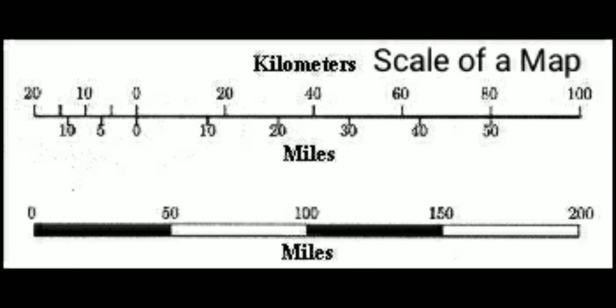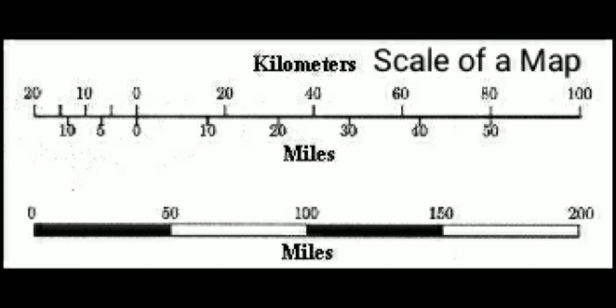So what is scale? Scale is a ratio between the distance on a map and the actual distance on the ground. Now, this scale is linear, and each division on the scale, which is equivalent to 1 centimeter on the map, is equal to 100 kilometers on the ground. The scale of a map is often shown as a line with distances marked at equal intervals.